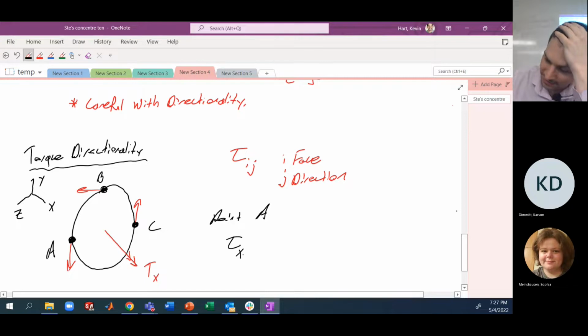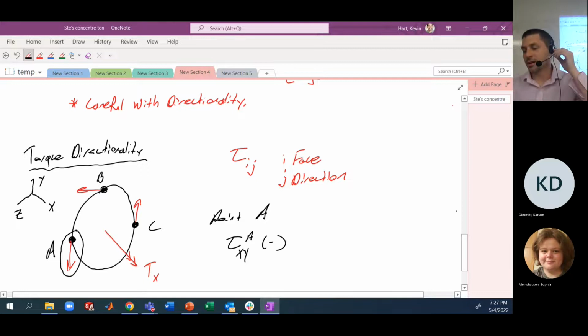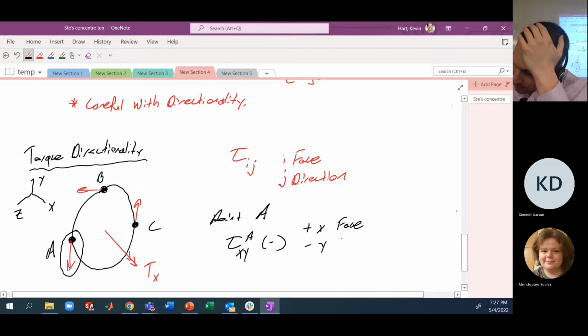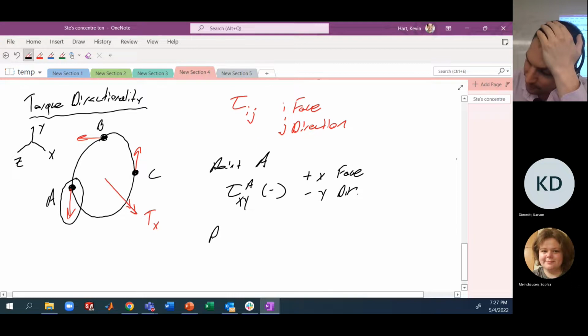Well, all these are on the X face, okay? X is the outward normal here, so it's on the X face. And generally this arrow here is pointing which direction? Someone give it to me. Negative Y. So this is a tau XY at A and generally is negative, okay? It's because it's on the plus X face, minus Y direction. Got that? We can continue this idea for the other points.